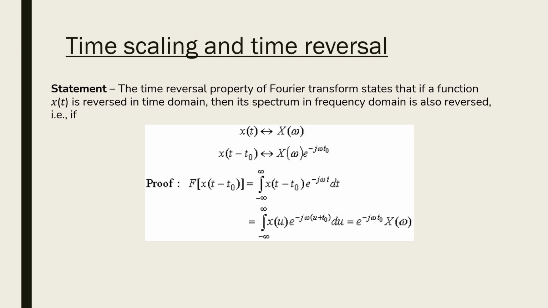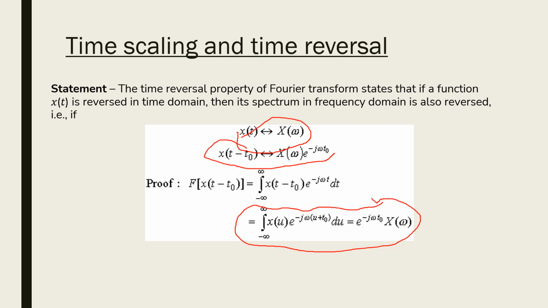Now, this is the given equation, and this is the time shifting equation. By performing the Fourier transform on these two equations, we get the required time scaling and time reversal property, that is e power minus j omega t naught into x of omega.